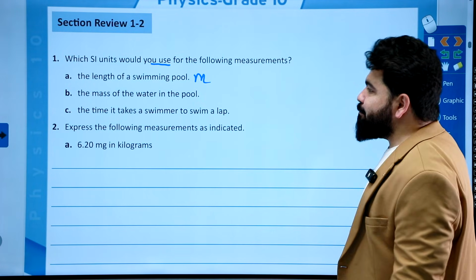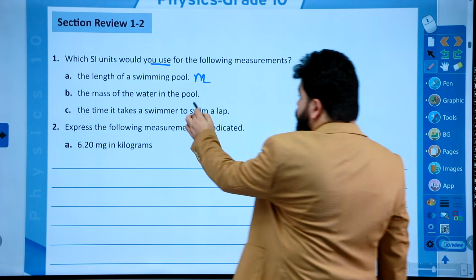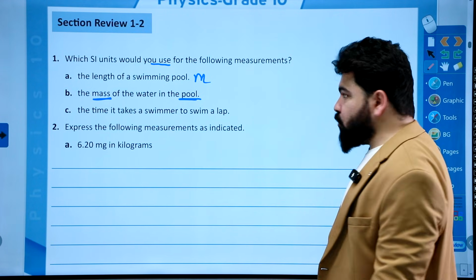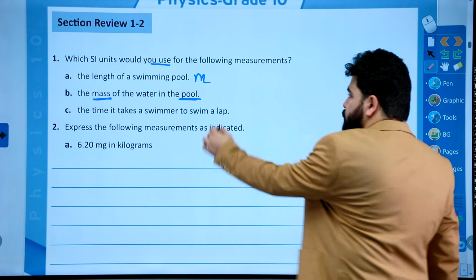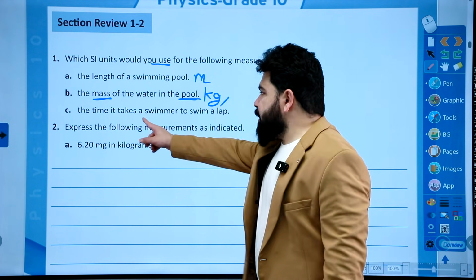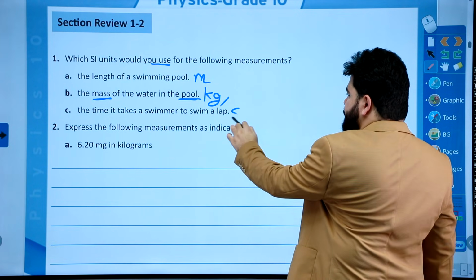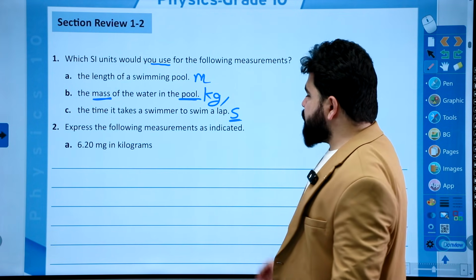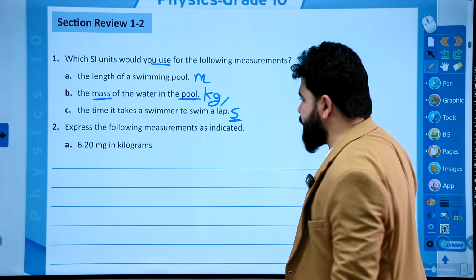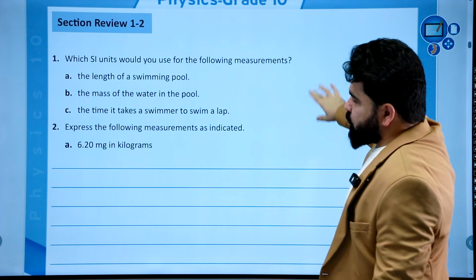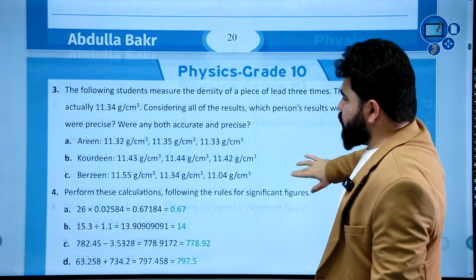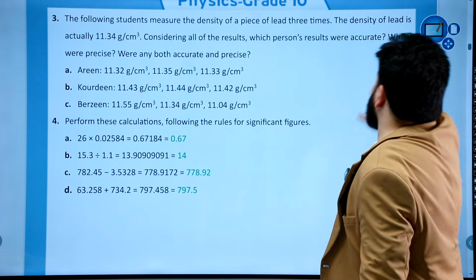The mass of the water in the pool. Don't say liter just because it's water. It's the mass of the water, so it's going to be kilogram. Be careful. The time it takes a swimmer to swim a lap, seconds. It should be an SI unit. Don't say tons and things like this, because ton is not an SI unit. Do the other questions yourself. These are just converting one unit into other prefixes.